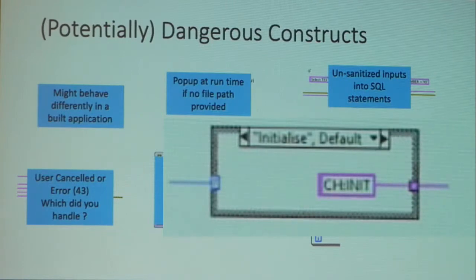We've got a case structure with a string, in one of the cases, being passed out, and I wish I had a laser pointer. You can see on the right-hand terminal, we've got the little white dot. Does anybody know what that means? That's right, use default if unwired. So if I don't wire every case, LabVIEW will look at the default for that particular data type.